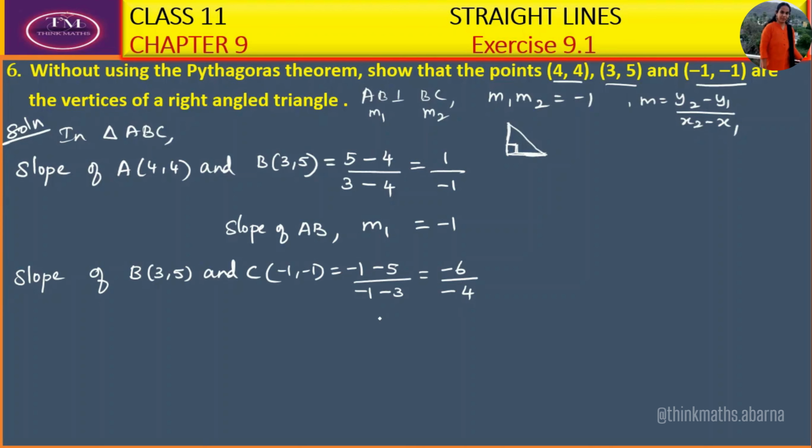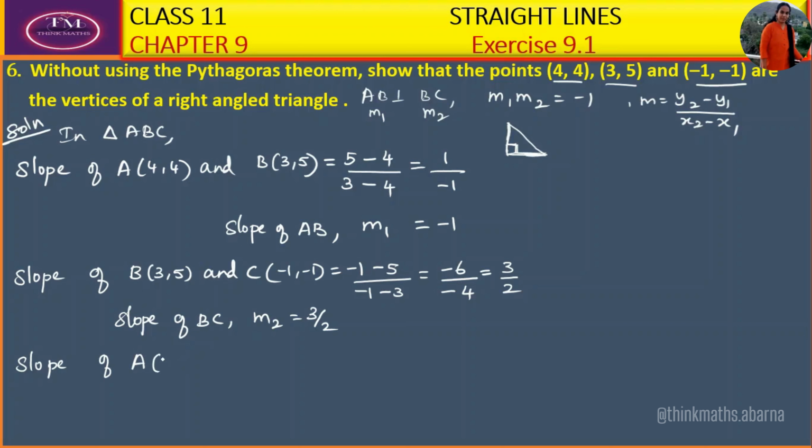So minus 6 by minus 4. Both the negatives get cancelled. So if we divide by 2, it is 3 by 2. Therefore, slope of BC, which is M2, is equal to 3 by 2. Next, let us find the slope of AC.